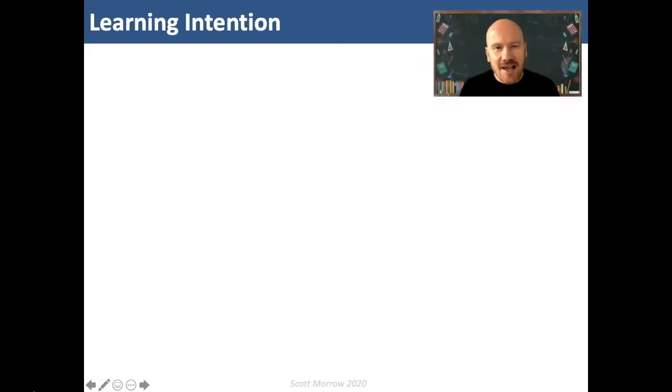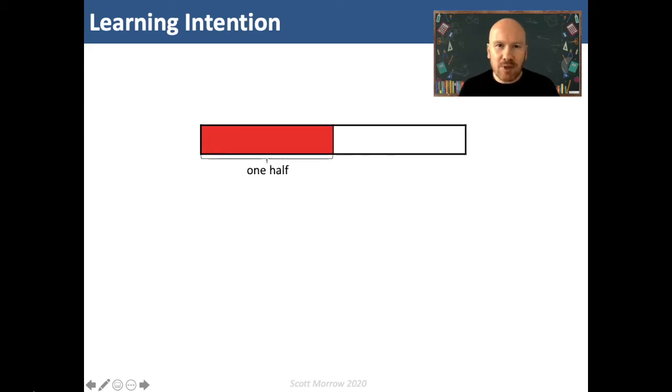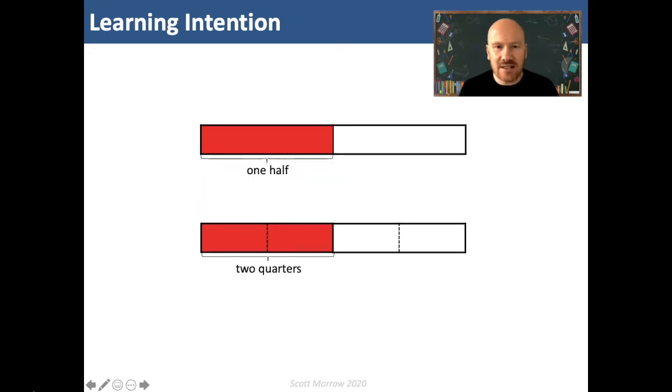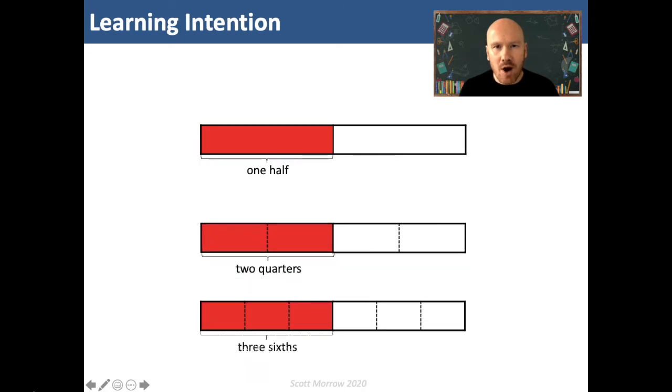Hi guys, last week we were learning to create equivalent fractions. We could take a fraction, like 1/2, split it into equal parts and create a fraction that was exactly the same size. So whether I get half a bar of chocolate, or 2/4 of a bar, or 3/6 of a bar, it doesn't really matter because I'm getting the exact same amount of chocolate each time.